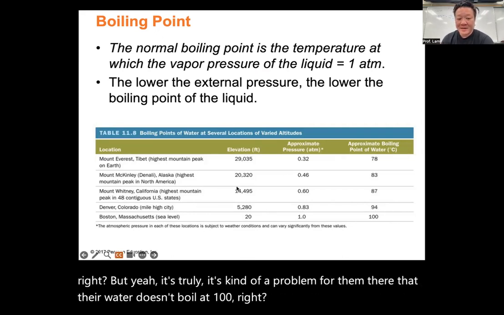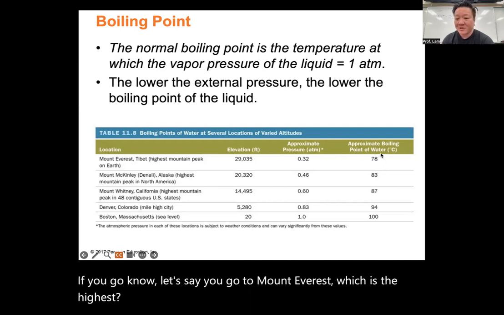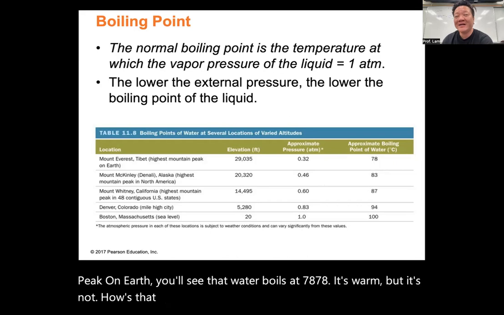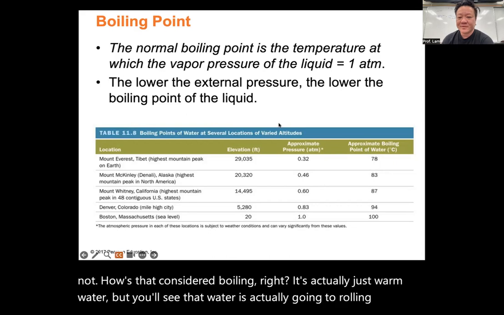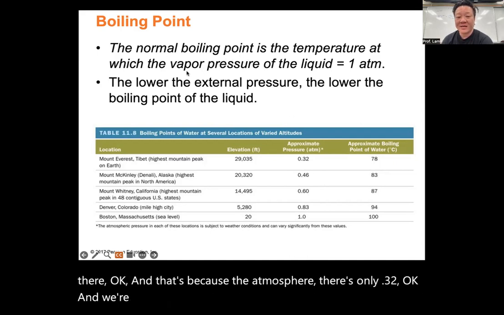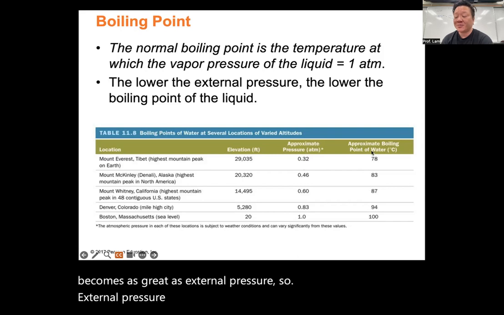Now, if you go to Mount Everest, which is the highest peak on Earth, you'll see that water boils at 78. 78. It's warm. How's that considered boiling? It's actually just warm water. But you'll see that water is actually going to a rolling boil there, and that's because the atmosphere there is only 0.32. And we're defining normal boiling point as when vapor pressure becomes as great as external pressure. So as external pressure drops, so does the boiling point.